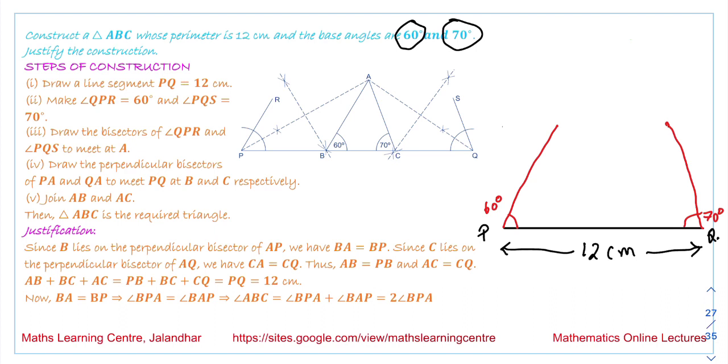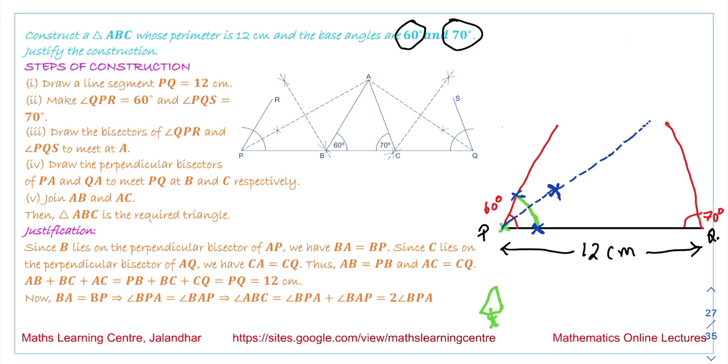To bisect these angles, we open the compass to a fixed radius R and draw an arc over here. This arc we have drawn. Then in the next step we keep the compass at this point and mark an arc over here. Then we keep the compass at this point and mark an arc over here, and we obtain the bisector of this angle. This is the bisector of this angle.